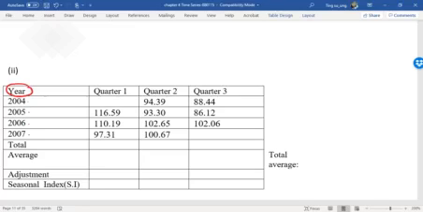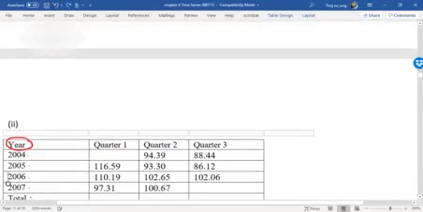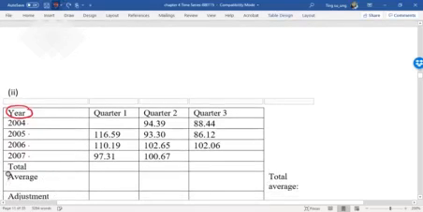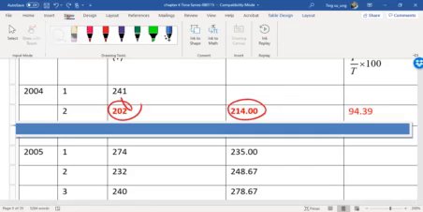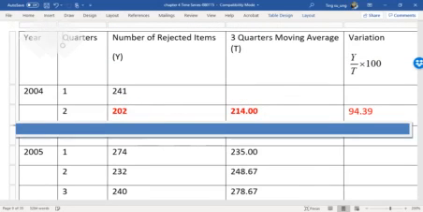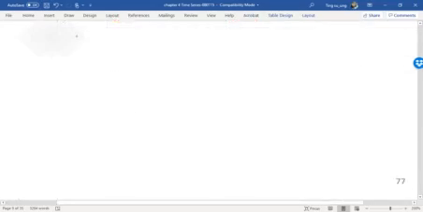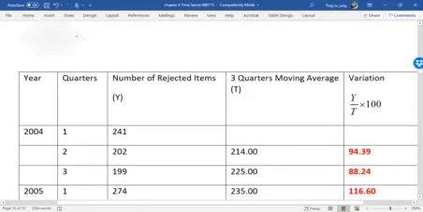Then in general, write down your total, your average, your adjustment, your seasonal index, that is your SI. Then at the back of your average, you need to have your total average. Now, how do you get these data? This data is actually from your variation. So you can see your variation just now, and you just fill in the blank.